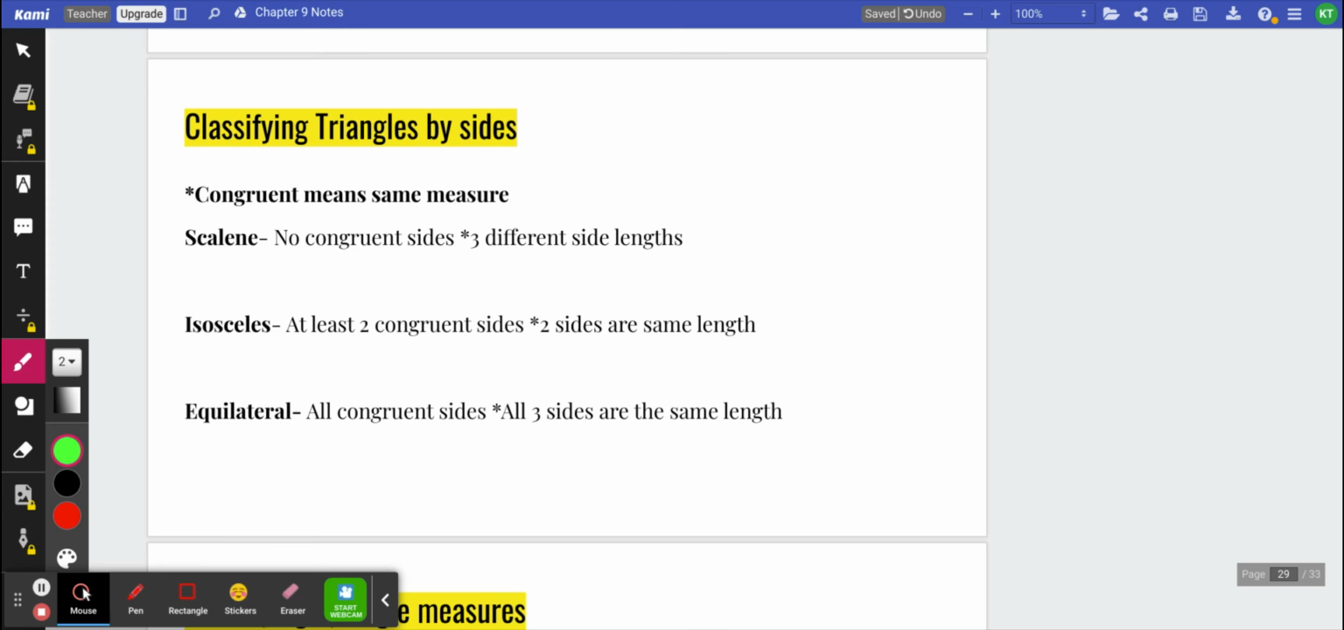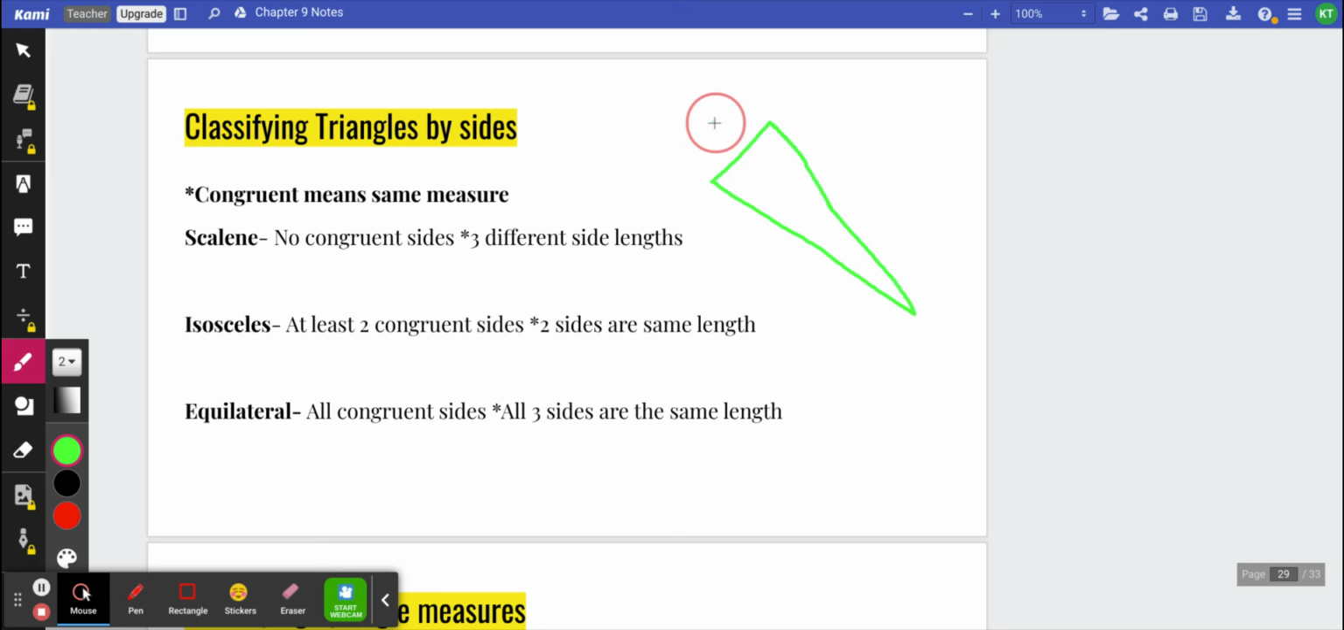All right, our second learning target for today is just to classify triangles by sides and also by angle. We have scalene, isosceles, and equilateral. Okay, a scalene triangle has no congruent sides, which means the side lengths are all different from one another, right? So here, right, would be a scalene.